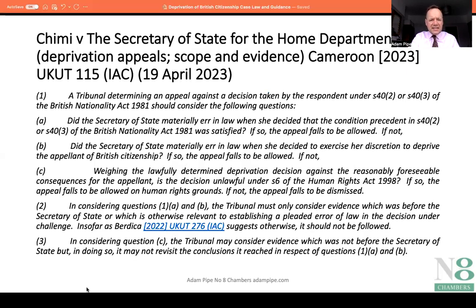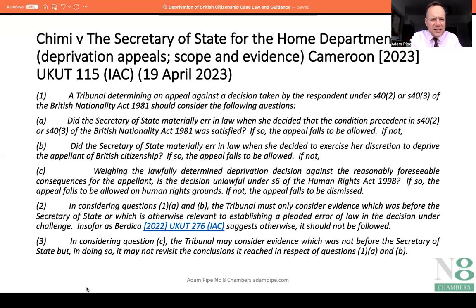So Chimmy sets out the correct approach for tribunals to take in determining deprivation appeals. It says this: a tribunal determining an appeal against a decision taken by the respondent under section 42 or 43 of the British Nationality Act should consider the following questions. So it's useful when you're doing an appeal skeleton argument to address these questions in turn, because this is how the tribunal are going to approach it.